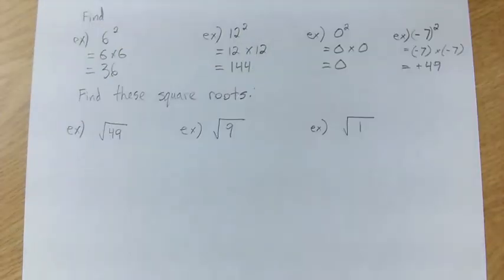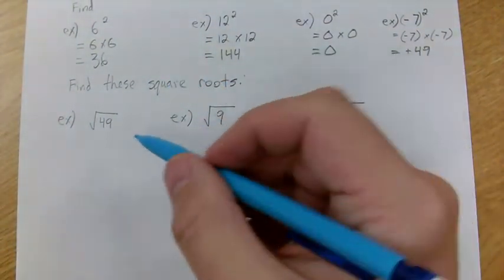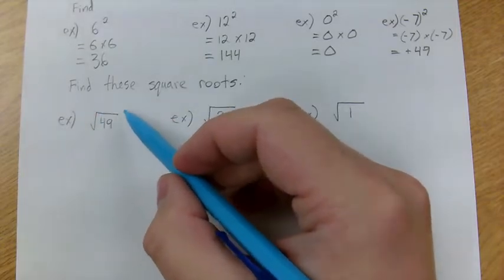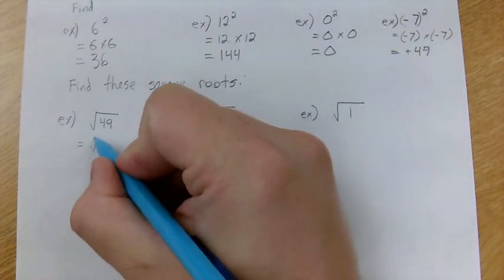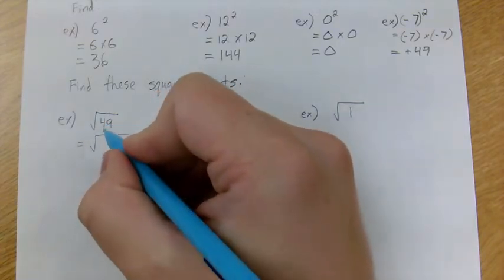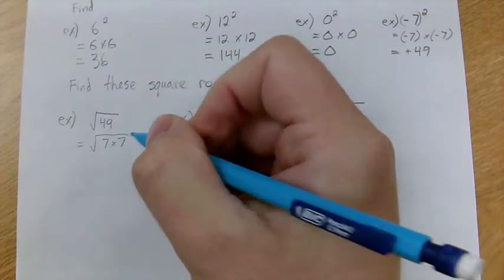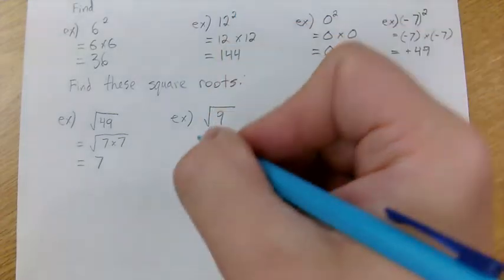All right, now moving on to what we learned this lesson, we're going to take these and find some square roots. So if they say find the square root of 49, we need to think what two numbers multiplied by each other would make 49? Well, 7 times 7 we know equals 49, so that means that the square root of 49 is 7.